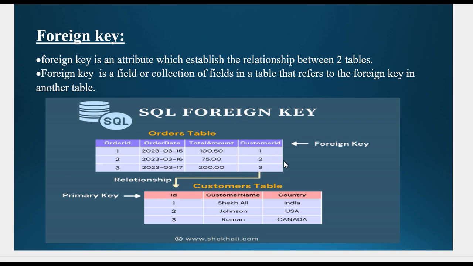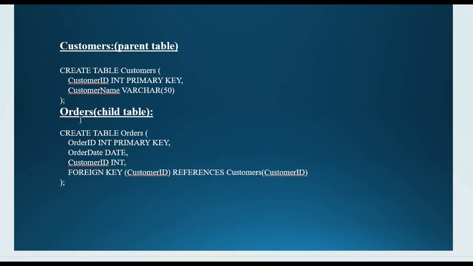Here we have three customers, with IDs 1, 2 and 3, so it will refer only to IDs 1, 2 and 3. When we insert a fourth value, it does not exist in the customer table. So the foreign key refers only to existing values. The customer table is the parent table and orders is the child table. The foreign key customer ID in the orders table references the customer ID of the customer table.